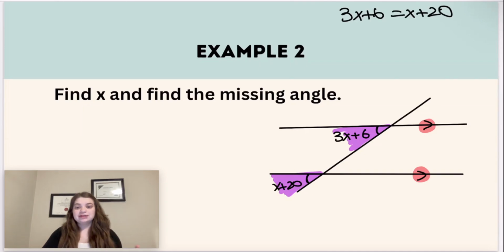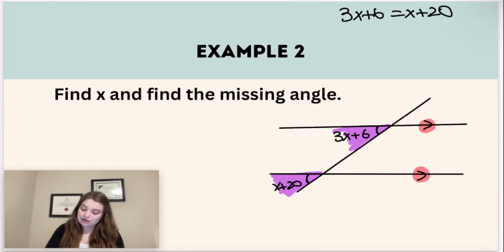So our goal now is to find x in order to do the find x part of this, and then also to plug in x into one of those original angle values, in order to find out what the actual angle would be. Because notice that x is not actually one of the angles. The angles are 3x plus 6 and x plus 20.